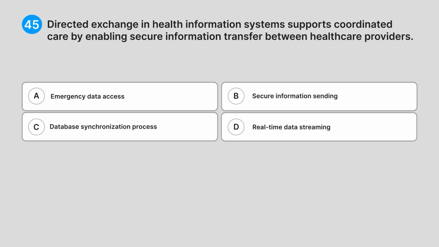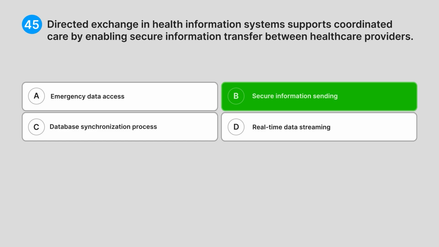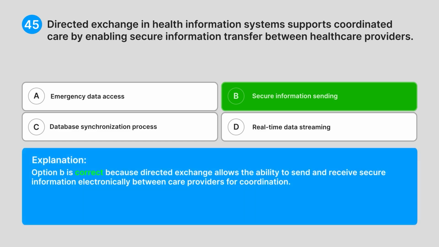Correct answer B. Secure information sending. Explanation. Option B is correct because directed exchange allows the ability to send and receive secure information electronically between care providers for coordination.